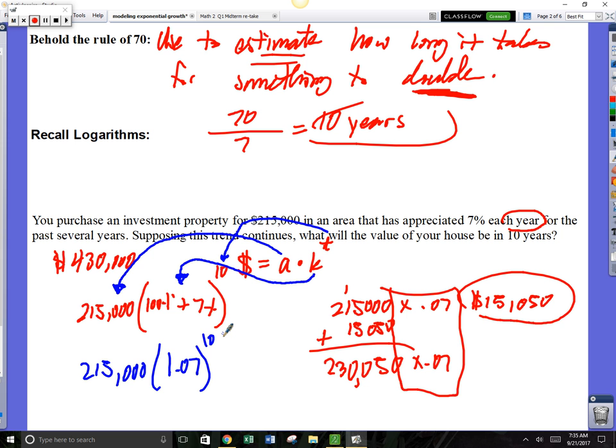Okay, now let's do that. Times 1.07 raised to the 10. Okay, there we go. And it is going to spit out 422,938 bucks. So after 10 years, we're going to have 422 grand.